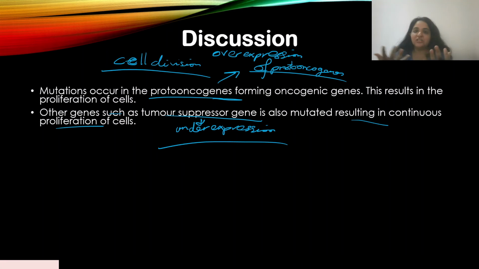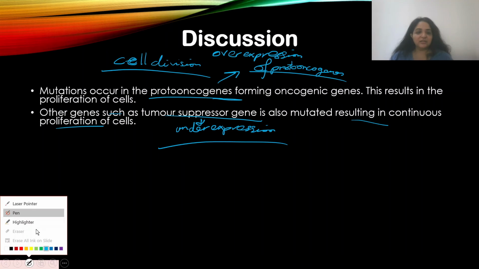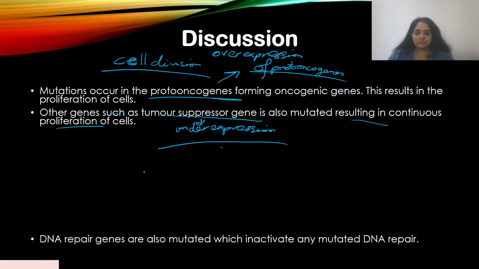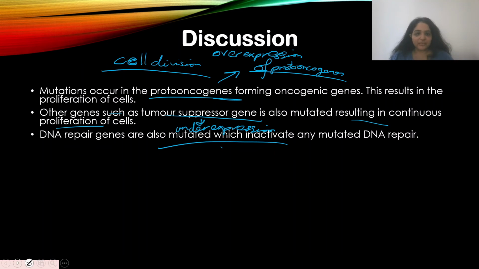So there's overexpression of proto-oncogenes which convert into oncogenic genes, and there's underexpression of the tumor suppressor gene, whose normal function is to stop the division, to say that now we don't need more proliferation of cells. But if there's under expression of the tumor suppressor gene, what happens? The proliferation is continuously happening. There's no stop. That is what leads to the formation of a tumor.